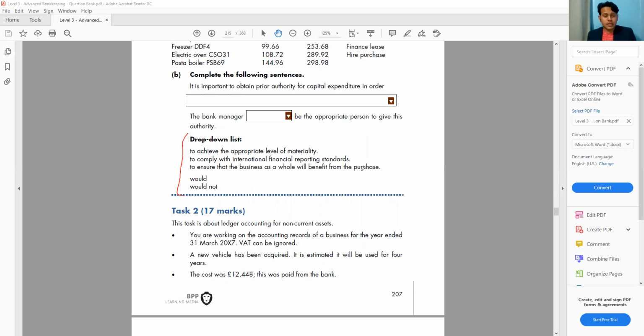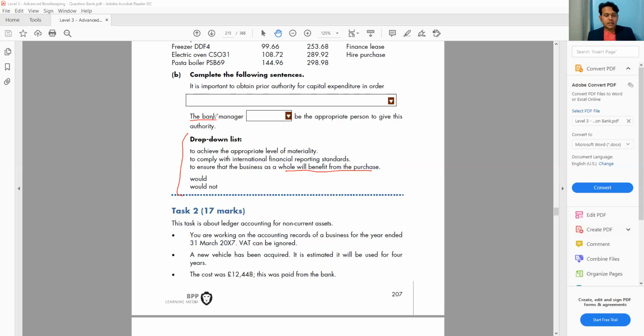So why is it important to take permission or prior authority before I buy something like a fixed asset, like a car, or land and building, something big? Why is it important to take authority from the higher department? Basically, we can understand from this question that the suitable answer here is to ensure that the business as a whole will benefit from the purchase. The whole company will benefit from this purchase. This is the reason you have to get permission from the higher authority in order to buy something that will be capital expenditure.